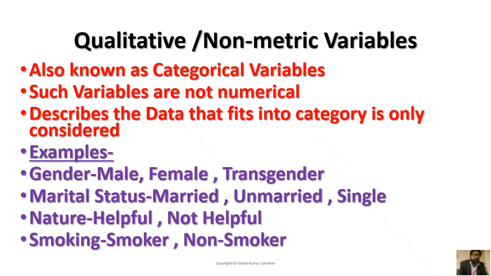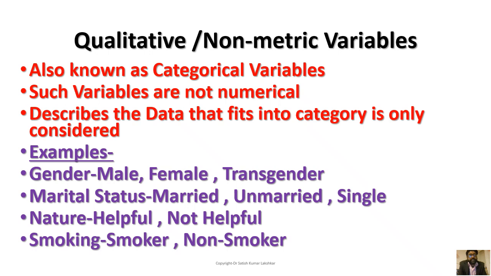Now, let's talk about qualitative variables. Initially we talked about quantitative or metric variables. Now we'll talk about qualitative variables, also known as non-metric variables. These variables are also called categorical variables. Such variables are not numerical. We can't quantify them easily. These types of variables describe data that fit into categories.